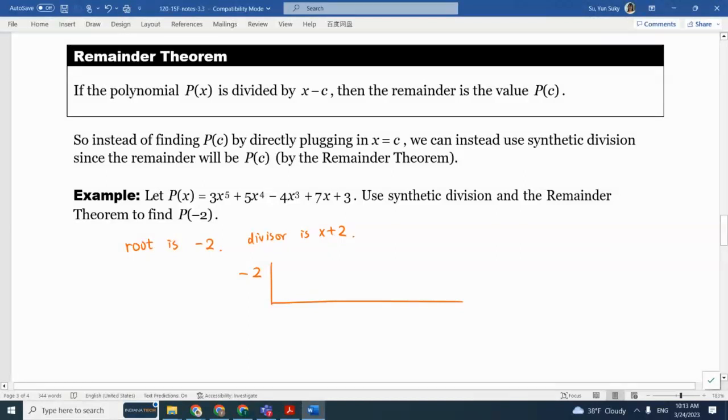Okay. So we got 3 x to the 5th and 5 x to the 4th minus 4 x cubed. And then what? 0 x squared. And then 7x and 3, right? We put down the coefficients of the x powers from the highest order to the constant term. So far, so good, everybody? Okay, now let's start the process.